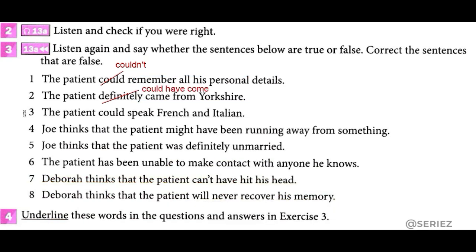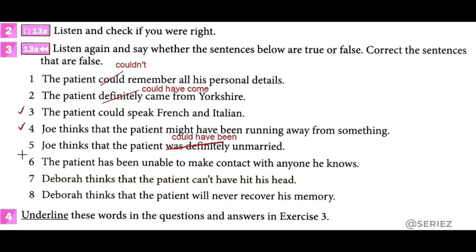Number 3. The patient could speak French and Italian. این درست بود. Number 4. Joe thinks that the patient might have been running away from something. از چیزی داشته فرار میکرده. این هم درست بود. Might have been running away from. Number 5. Joe thinks that the patient was definitely unmarried. باز هم گفت ممکنه متأهل باشه. He could have been. پس Joe thinks that the patient could have been married. Was definitely غلط.